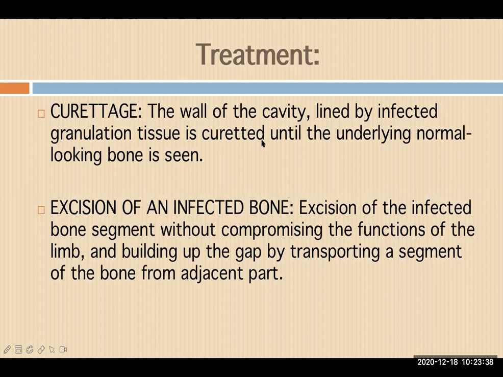Curettage, we already know, we curette the infected granulation tissue and the dead piece of the bone also. Sometimes they are small pieces, we can remove them as well. And excision of an infected bone can also be done. If it is extended, here and there, a little bit upwards or downwards or in the surrounding area, then you can do that as well. These are the different types of treatment.